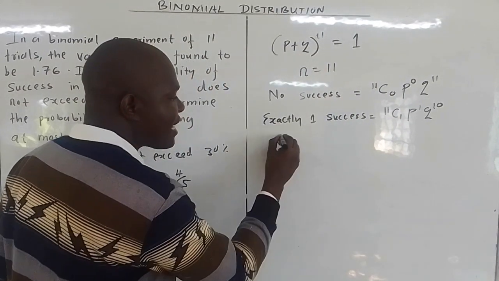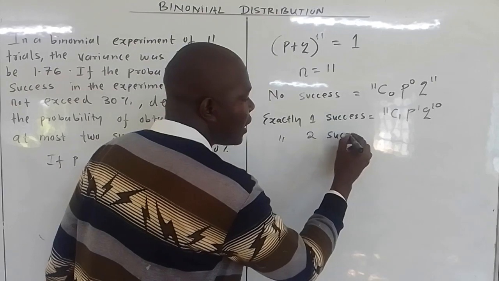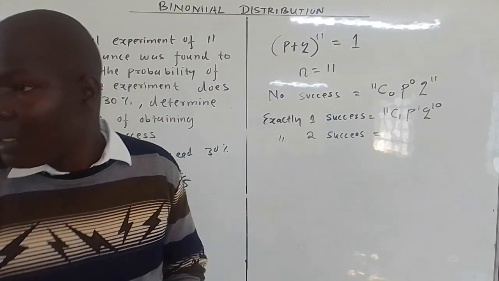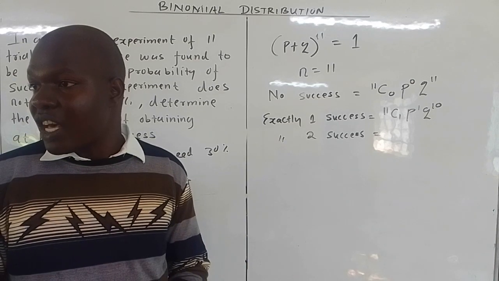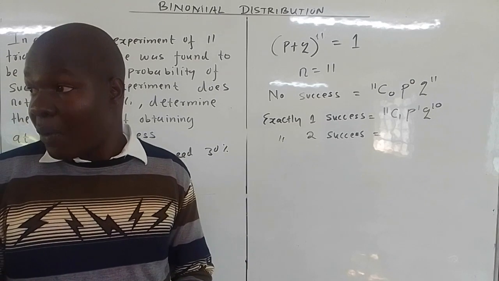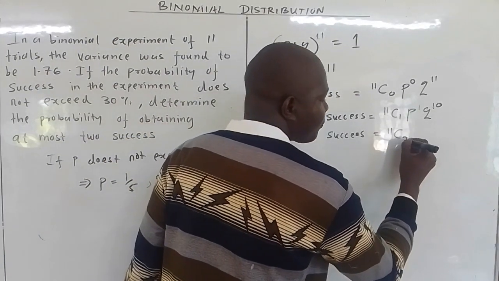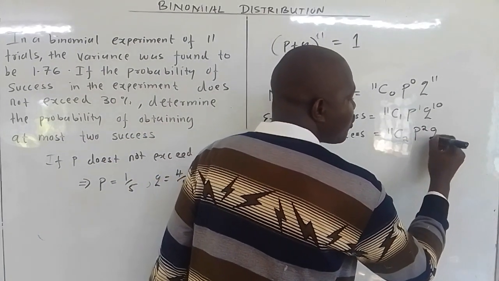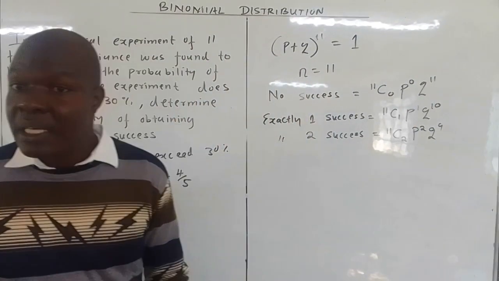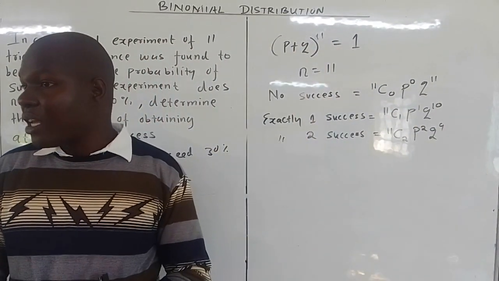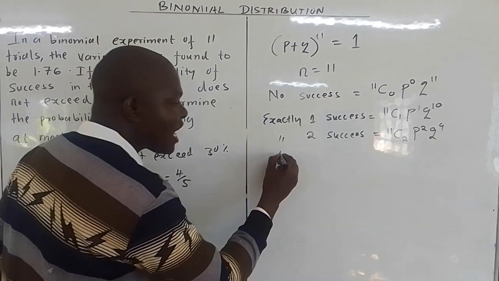Then you move to exactly 2 successes. This means you concentrate on the power of P. Is that okay? Are we together? So for exactly 2 successes, you have 11 combination 2, then P to power 2. When P is to power 2, Q is to power 9, because the sum of the two powers must be the total power you have there, isn't it? Then move again, exactly 3.